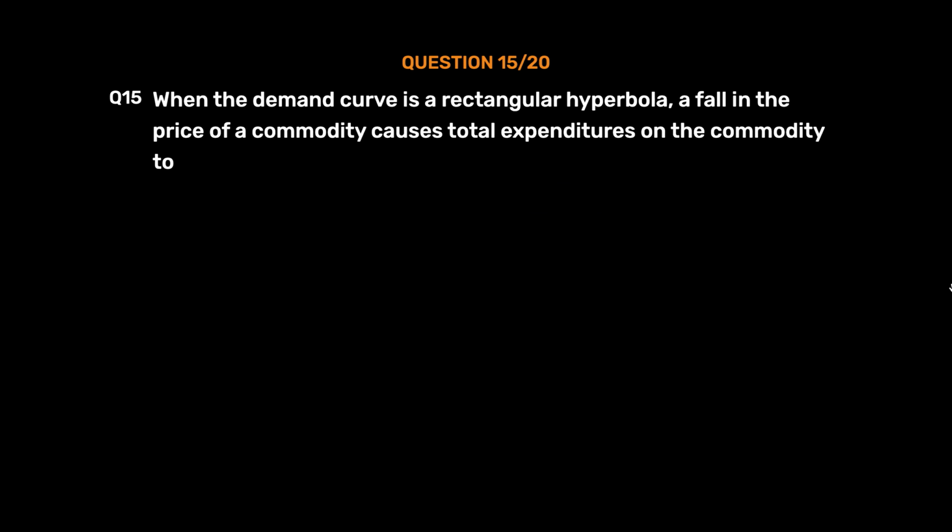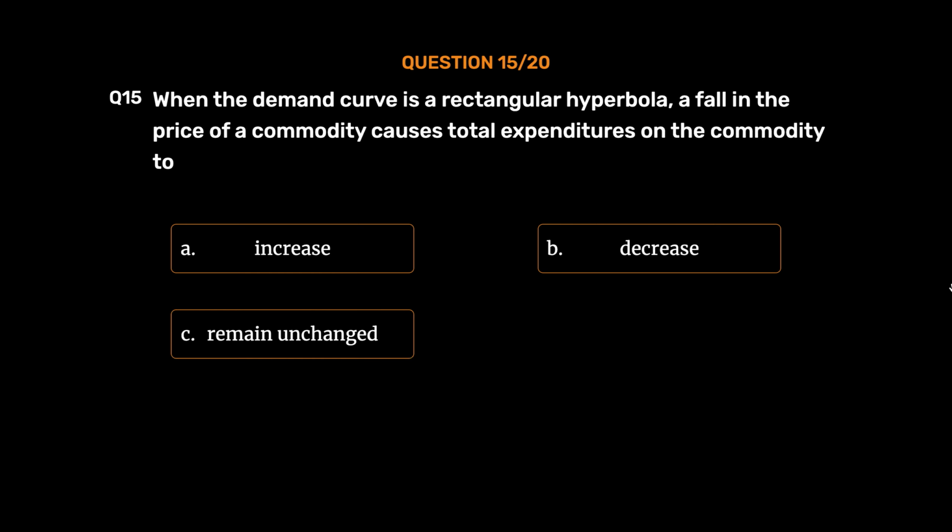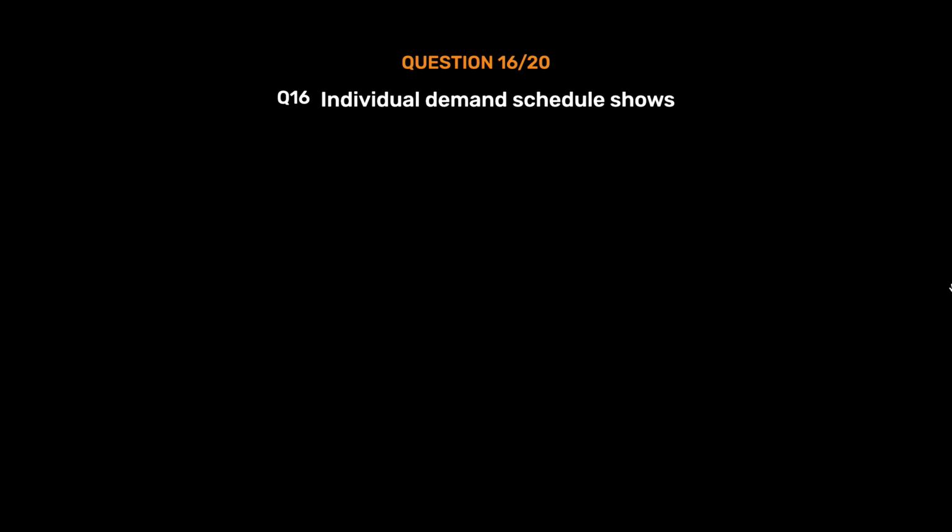Question number 15. When the demand curve is a rectangular hyperbola, a fall in the price of a commodity causes total expenditure on the commodity to Option A, increase. Option B, decrease. Option C, remain unchanged. Option D, none of these. The correct answer is Option C, remain unchanged.